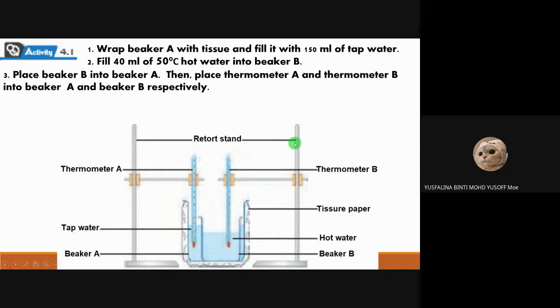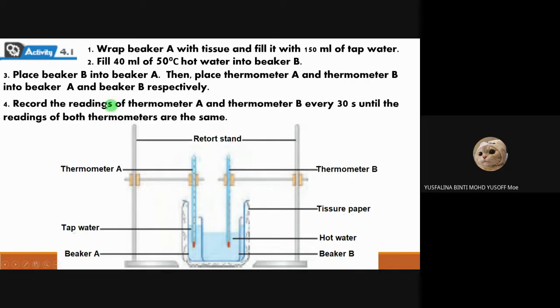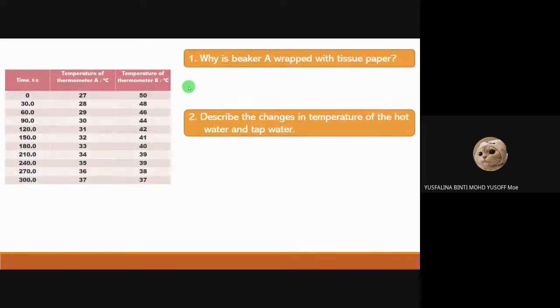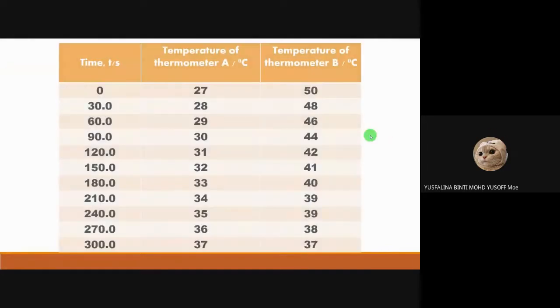And then you have to record the thermometer A and B every 30 seconds. So every 30 seconds, you will take the reading for thermometer A and thermometer B, until the readings of both thermometers are the same. So let's say this is the reading. When you start the experiment, you take the initial temperature. The temperature of thermometer A is 27 degrees Celsius, and for thermometer B, it is 50 degrees Celsius.